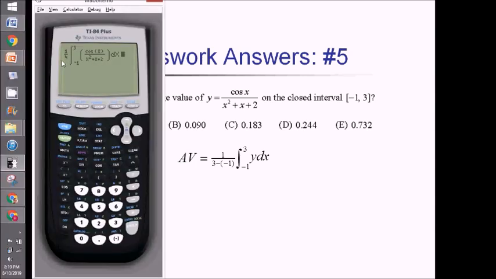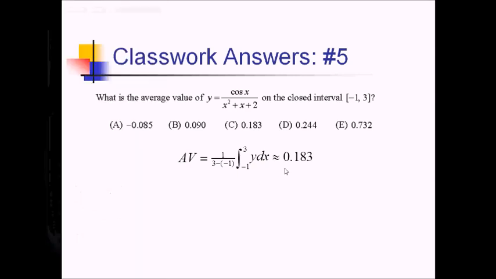So when I actually plug this in the calculator, of course, I'm going to have to put the actual function, unless I want to put this in the y equals and then put y1 there, but that's kind of an extra step since I'm only using this function once. I've got a 1/4 out in front, integral from -1 to 3 dx. Let's see what this comes out to. And that's going to be 0.183 if I round that off. So that's answer choice C.